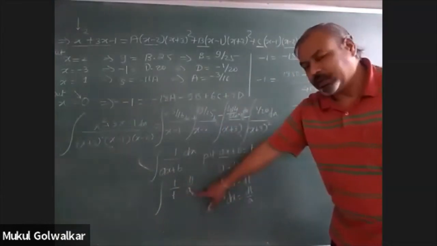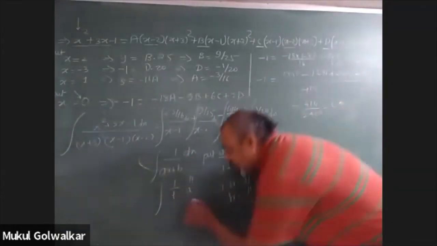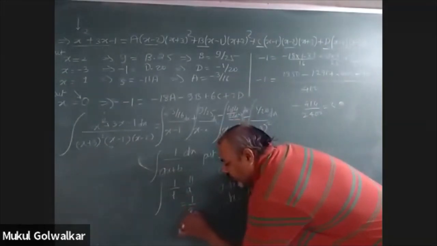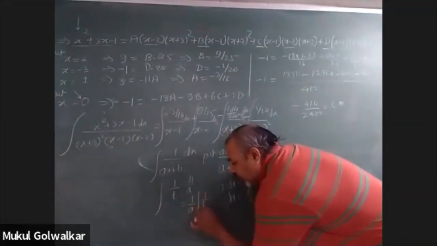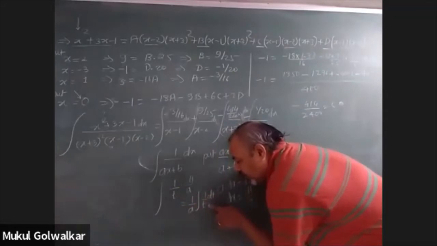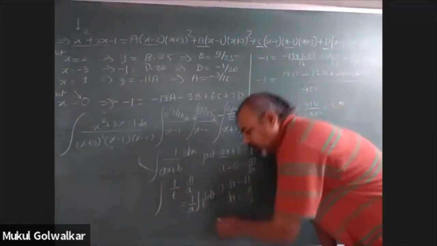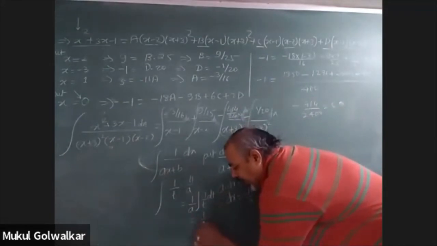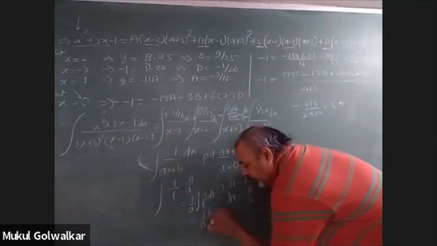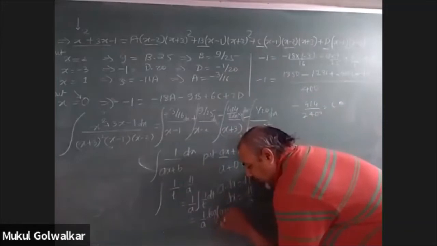A being a constant in the denominator, you can write it outside the integration, so it will give you 1 by a integration of 1 upon t dt. And you know what is the integration of 1 upon t dt? That you know. So what is the final answer? 1 by a into log of ax plus b.